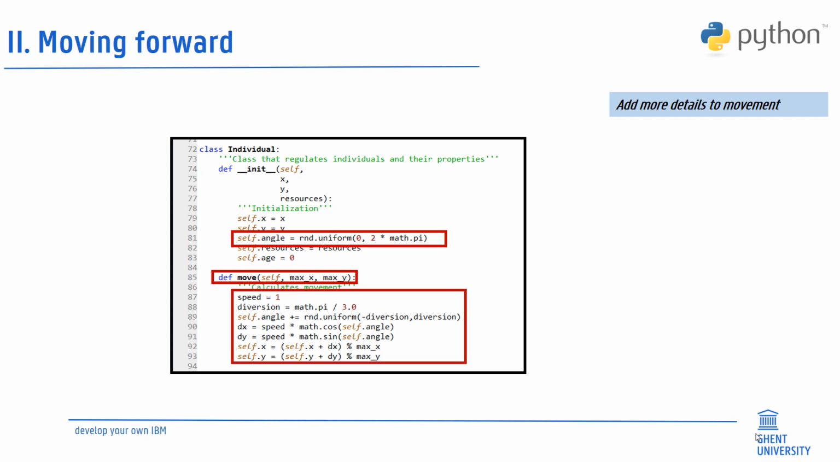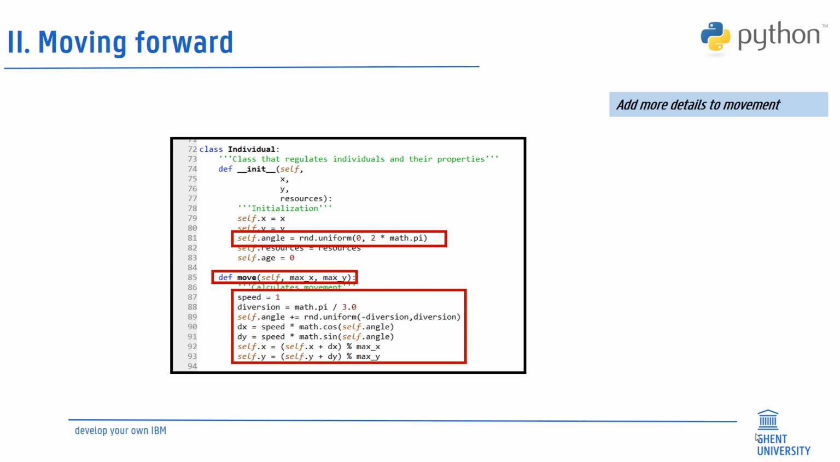We make walks more or less correlated by defining a diversion of this angle every time step. A diversion of 0 will result in a perfectly correlated straight movement, one of pi in a pure random walk. Using simple trigonometry, we now choose the new locations based on the speed and the angle.